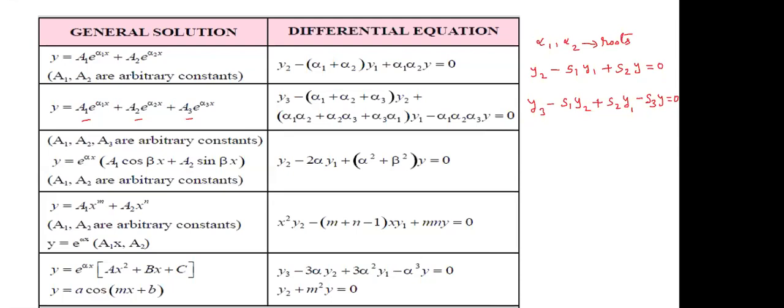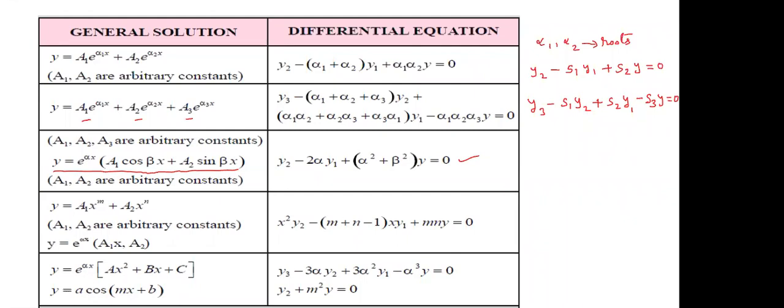Okay. Now, for suppose y is equal to e power alpha x into (a1 cos beta x plus a2 sin beta x). Here a1 and a2 are two arbitrary constants. So we need to do two times differentiation and eliminate the arbitrary constants. Now what is the shortcut method? y2 minus 2 alpha y1 plus (alpha square plus beta square) into y is equal to 0. This is the shortcut method.